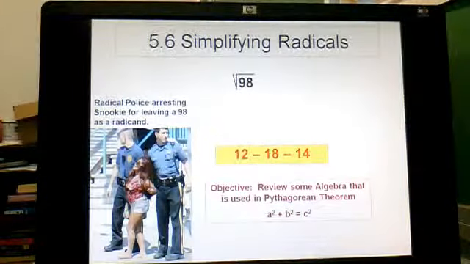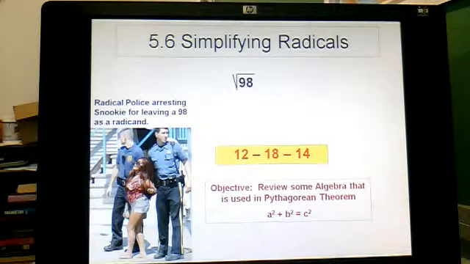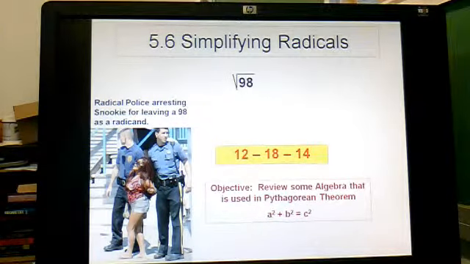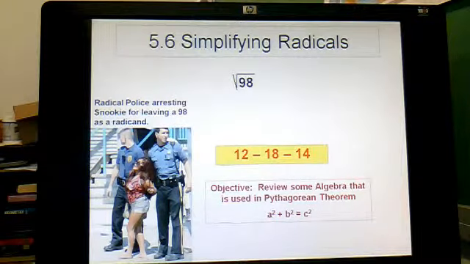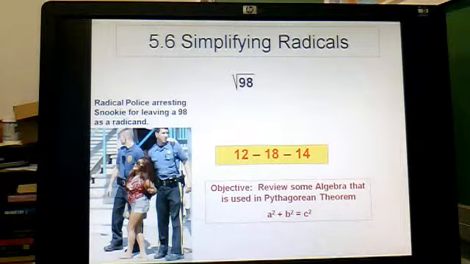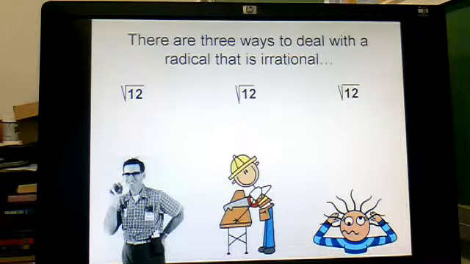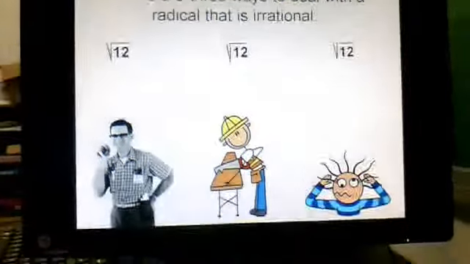There's three rules I want you to know. And here's a picture of Snooki, who got arrested for violating some radical rules by not simplifying something like that. So we're going to talk about three rules today. This is not on your notes today, but I want to just talk about these three situations here.